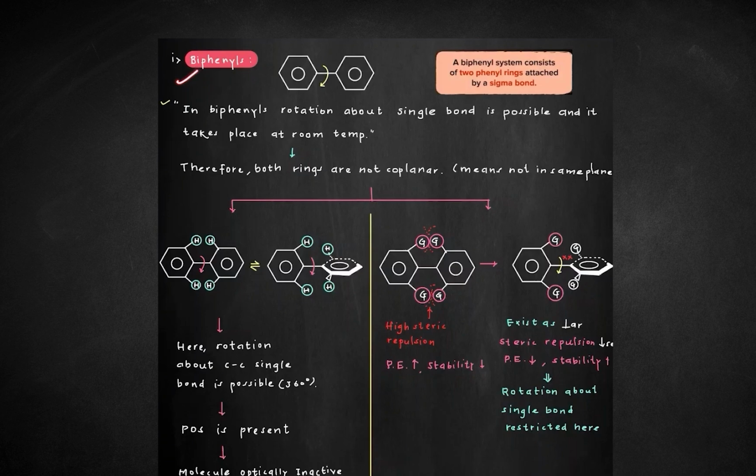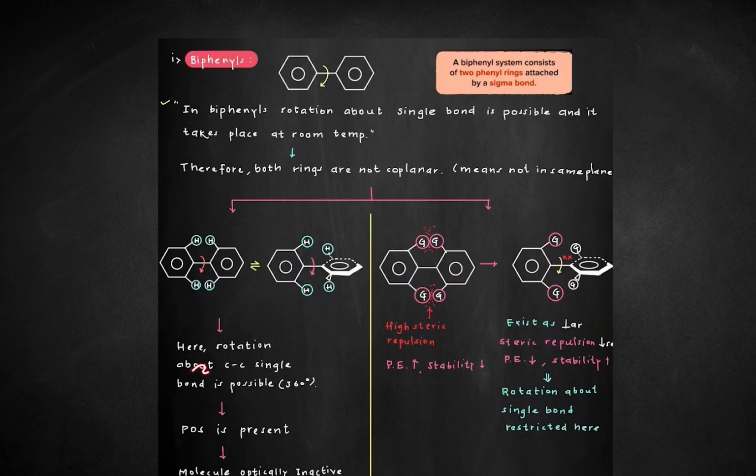So here in the biphenyl system, as you can see, the rotation is possible around the single bond and it takes place at room temperature. So both rings are not coplanar and they will convert into each other. So here by rotation about this bond, this will convert into this, again by rotation about this bond, this will convert back into this particular form.